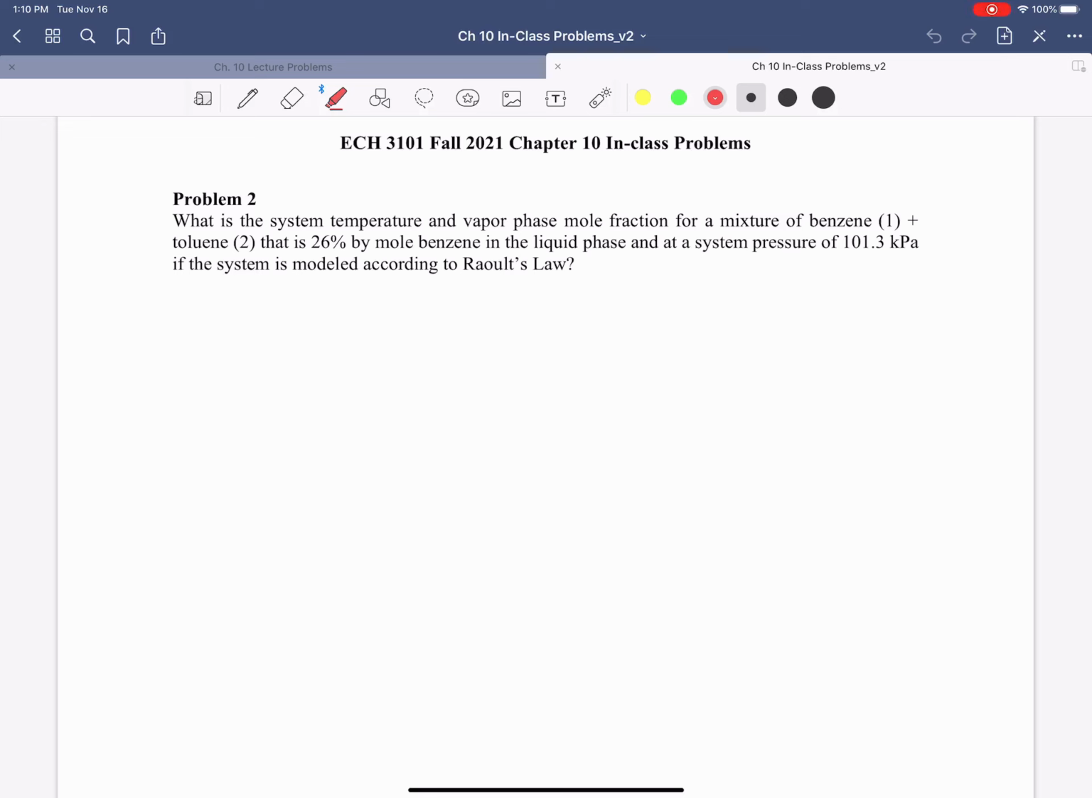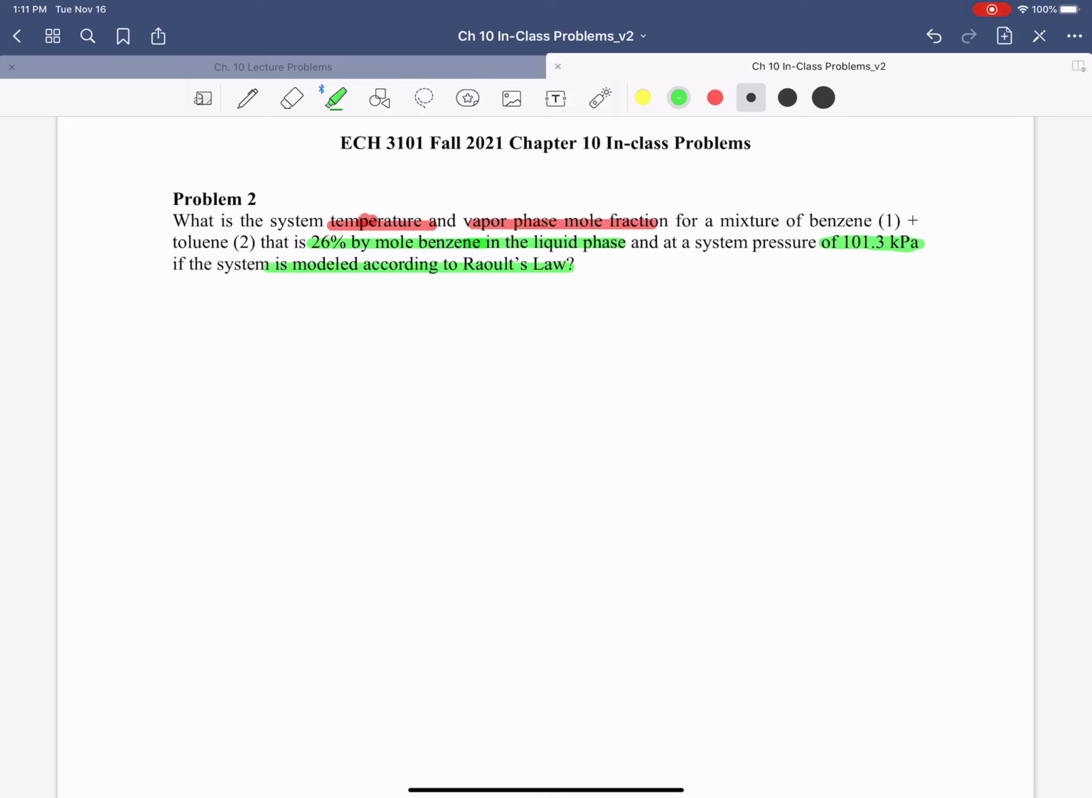For this in-class problem, we're going to review how to use Raoult's law to analyze the vapor-liquid equilibrium behavior of a mixture. In this problem, we're asked to determine the temperature and vapor phase mole fraction of a mixture of benzene and toluene that's 26 mole percent benzene in the liquid phase, and the total system pressure is 101.3. The problem tells us to model the system using Raoult's law.